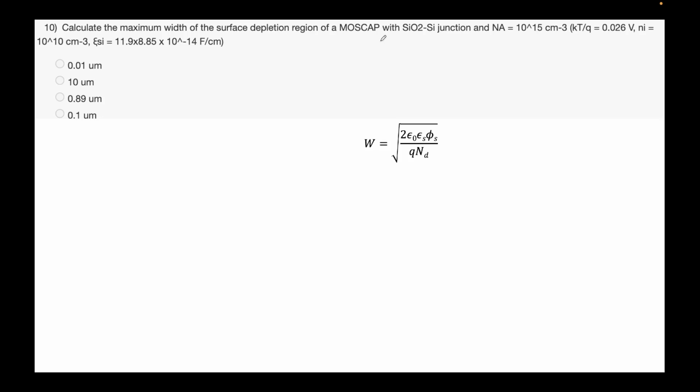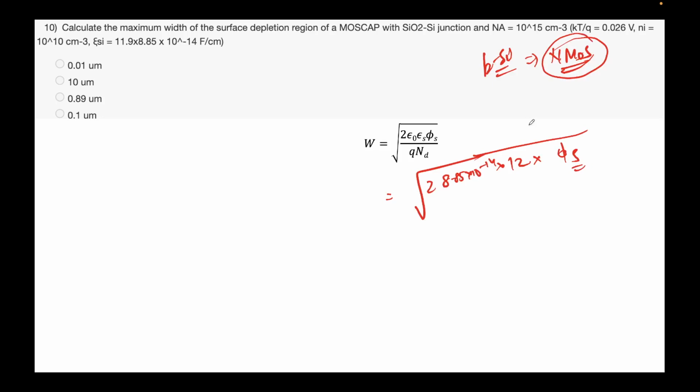So what we have now is the maximum width of the surface depletion region of a MOSCAP with these entities. Let me put in these numbers. Epsilon naught is 8.85 times 10 to the power minus 14. Epsilon silicon is 12. Phi s is something we need to identify. This phi s is nothing but your 2 phi f. That's when the inversion will start. That's when the depletion region will stop extending, and all the charge will be accumulating on the oxide interface itself. Q and N D here is Na, it's 10 to the power 15.